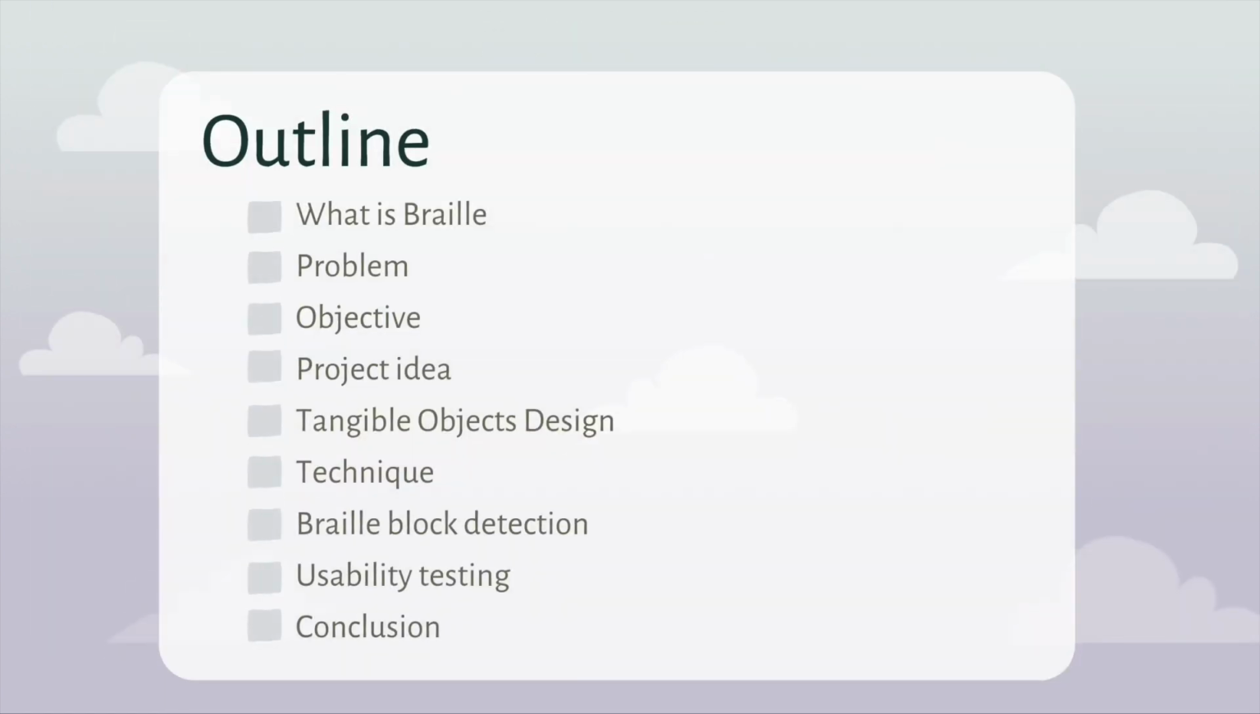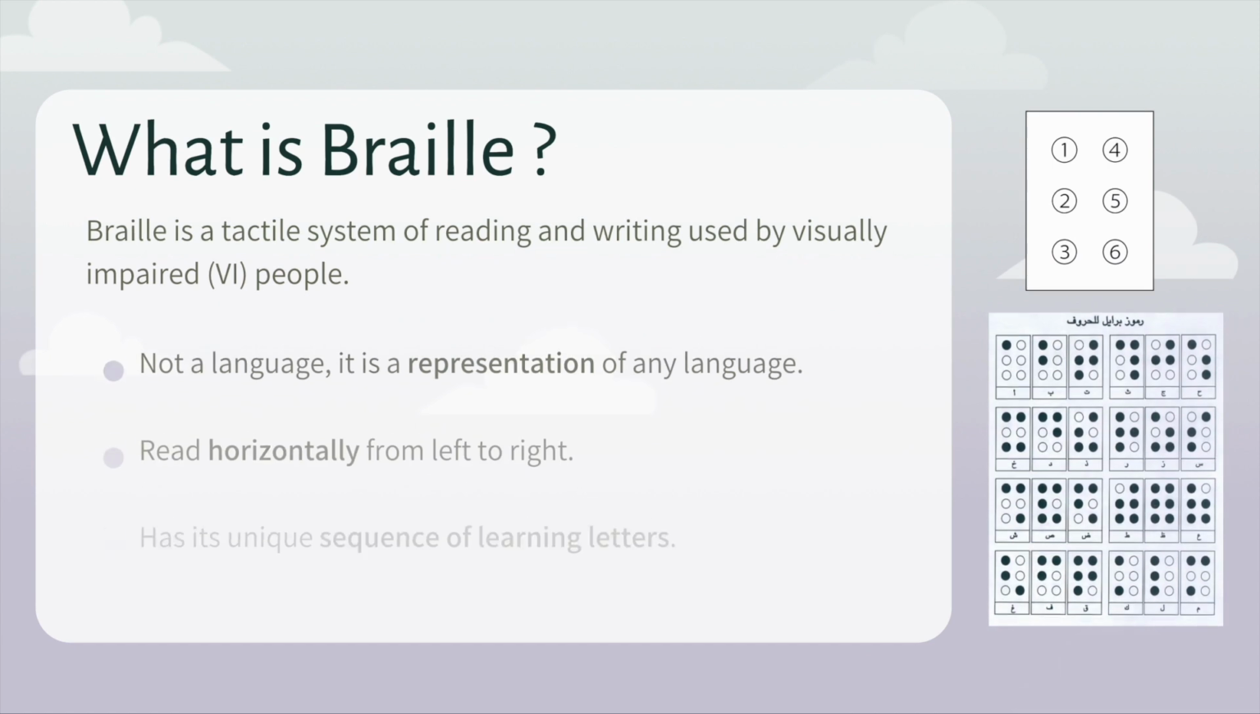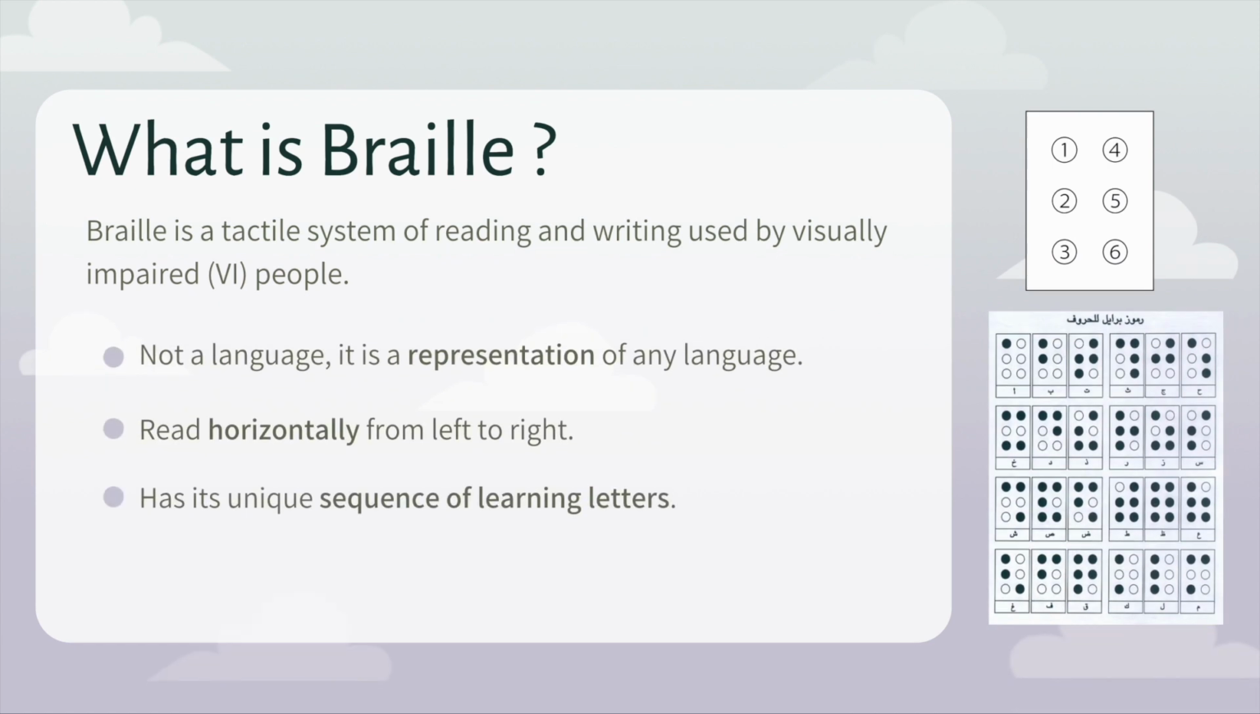In this presentation, we will go through the following topics. First of all, what is Braille? Braille is a tactile system of reading and writing used by visually impaired people. It's not a language, it's a representation of any language. Read horizontally from left to right, it has its unique sequence of learning letters.